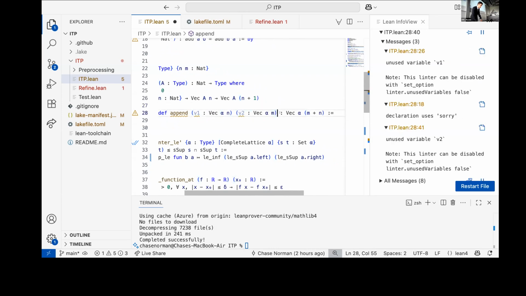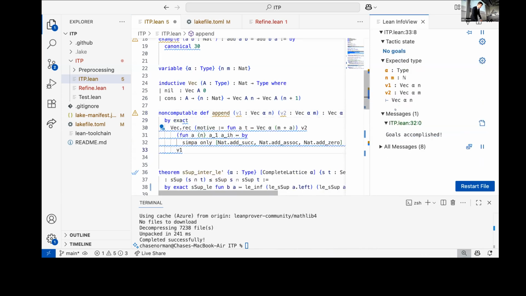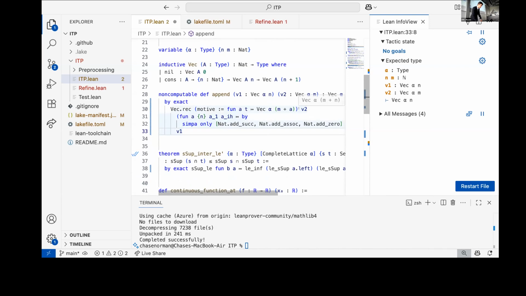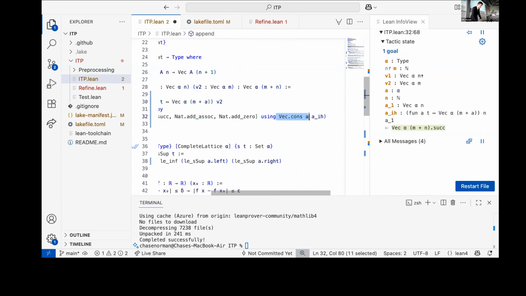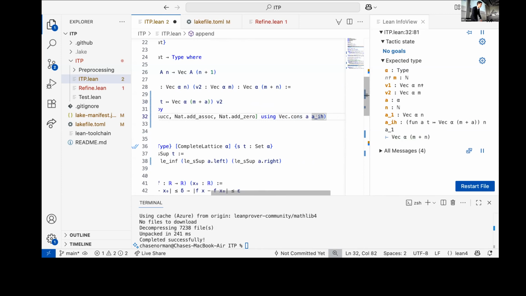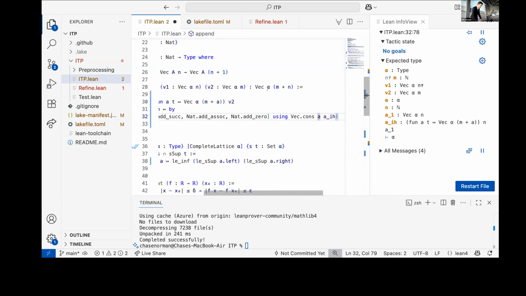And so then we can ask Canonical, if I give you a vector of length n and a vector of length m, produce for me a vector of length m plus n. And it will synthesize this recursive function that starts with the vector v2 and then performs cons on the sort of inductive hypothesis vector with elements from vector v1 until it produces a vector of length m plus n. So this is synthesizing the append function given a type specification.